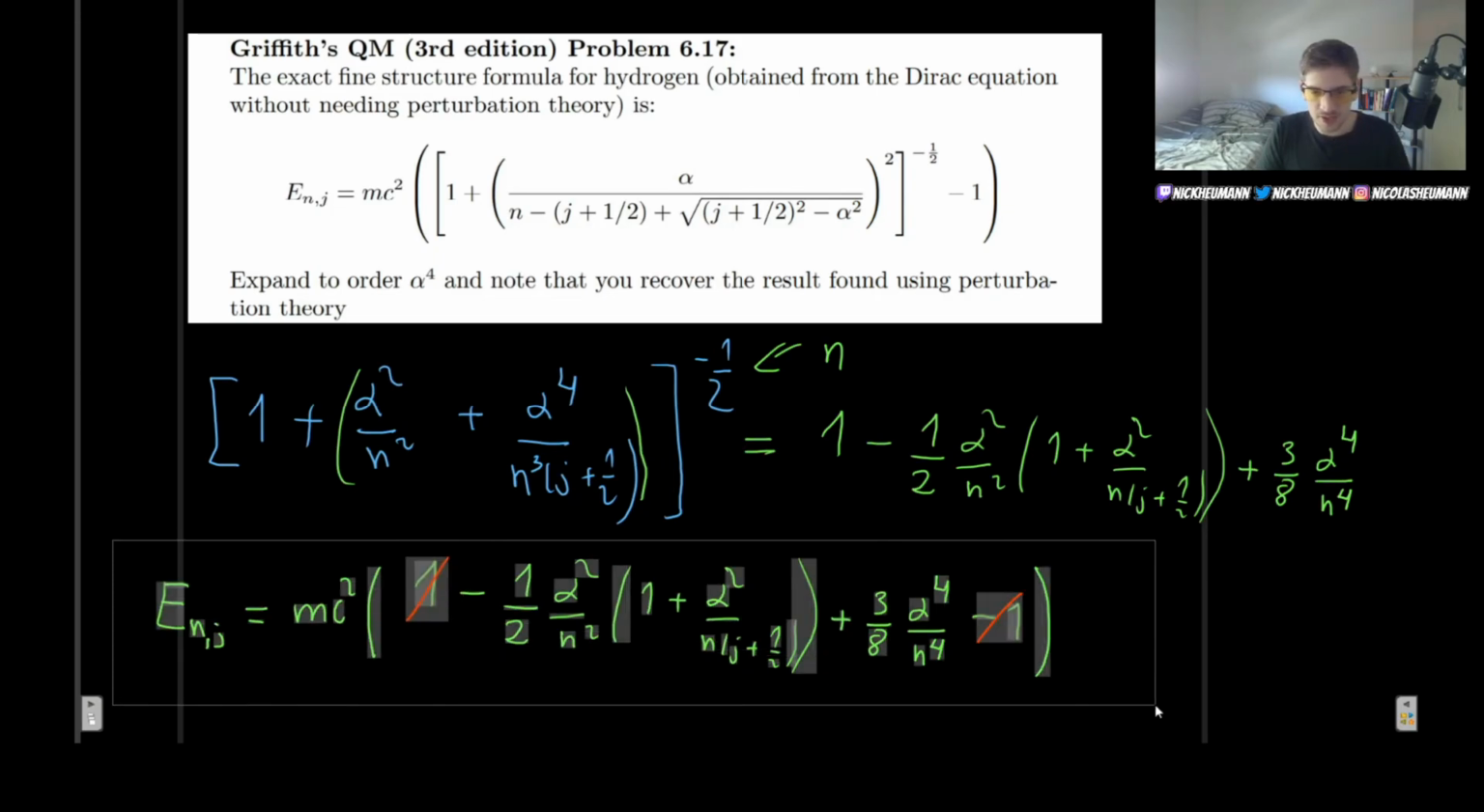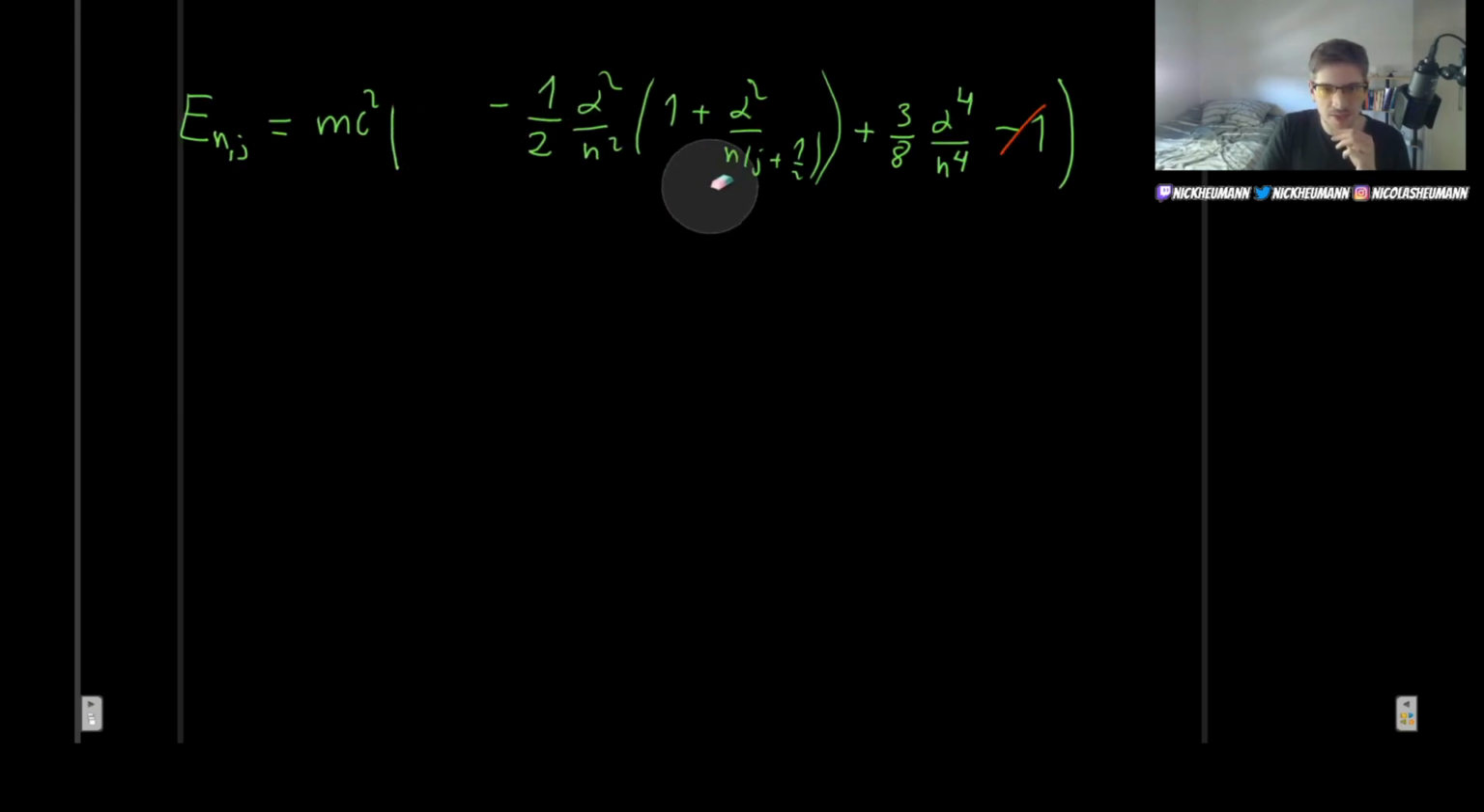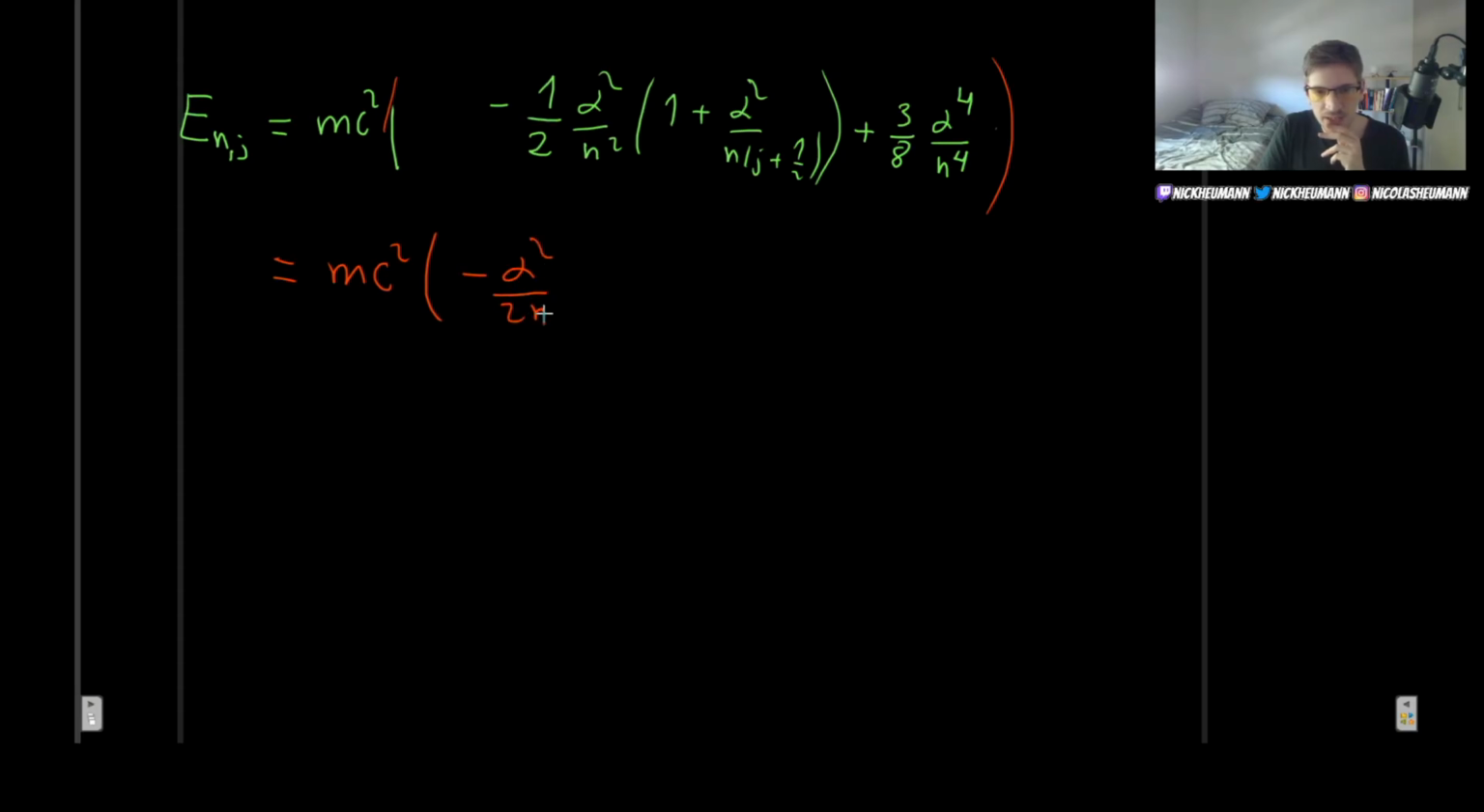And let me go to a new page where we can simplify this quietly. Okay, so the ones, they are gone. Bye-bye. What else do we have? Then maybe let's multiply through and see what sort of magic we can work with. So let's keep the mc squared outside. And what do we have? So let's see. Here we have minus alpha squared over 2n squared. This is this first term, minus alpha to the 4th power divided by 2n cubed times (j plus 1/2). And then we have this plus 3/8 alpha to the 4th power over n to the 4th power.